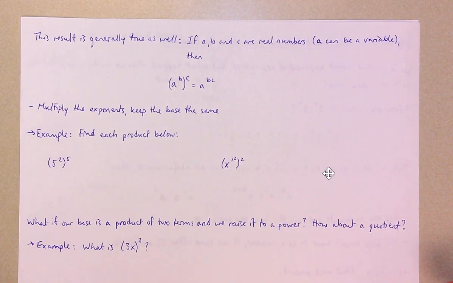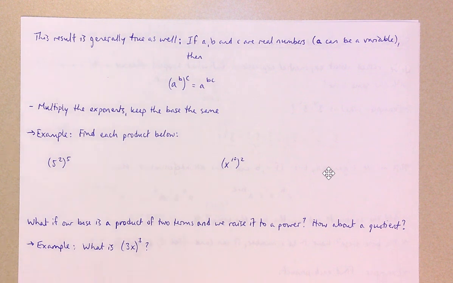If A, B, and C are all real numbers, again, A can certainly be a variable, then A to the power of B, and then take that whole quantity and raise it to the power of C, is equal to A raised to the power B times C. So in this case, when you have an exponential expression then being raised to some power, you are going to keep the base the same, but you're going to multiply the exponents. You're not going to add them.